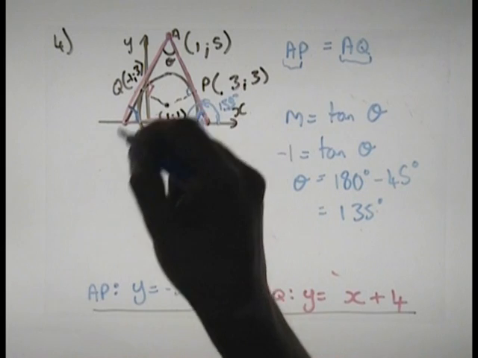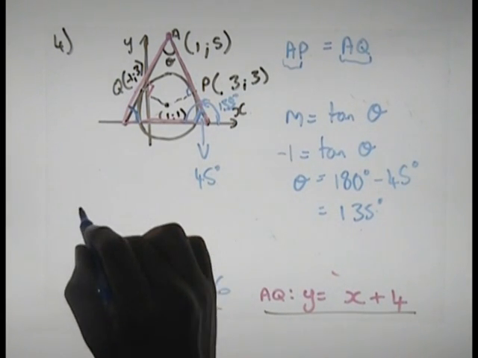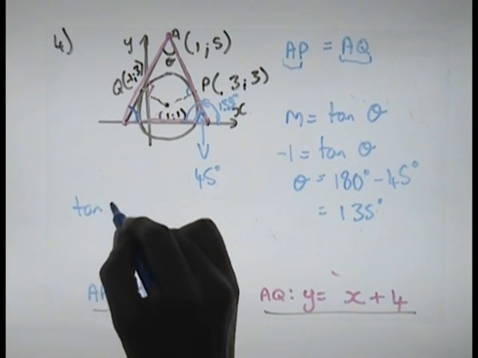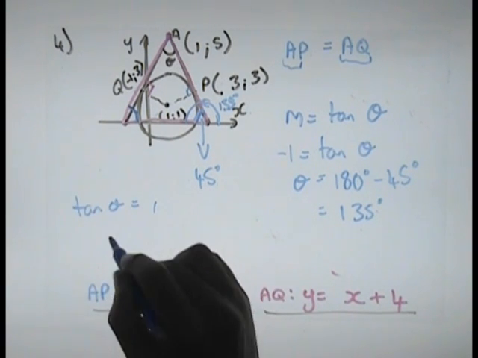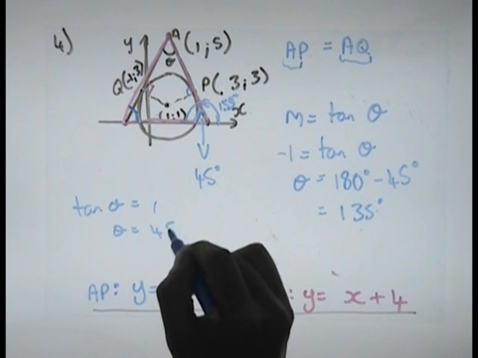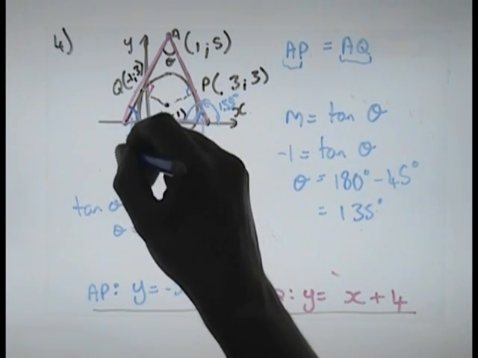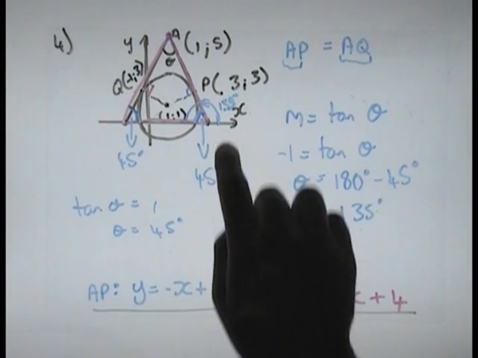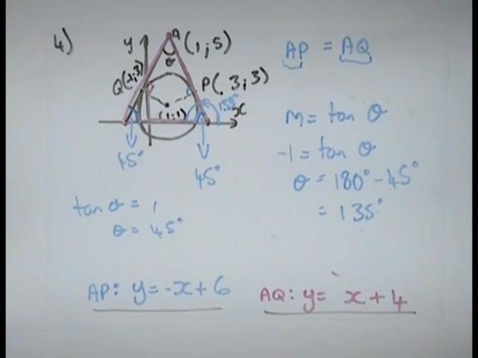Similarly, for AQ, our gradient of AQ is positive 1. That means that tan theta is equal to 1. That means that theta is equal to 45 degrees. So that is also 45 degrees. That means that these two added together come to 90 degrees.